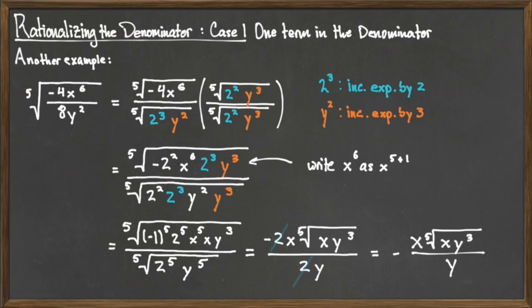And that's it for the case 1 examples that we'll show here, the cases where I only have one term in the denominator. Take a look at the notes if you need to, but remember I'm trying to multiply by 1 in a very special way such that every exponent in the radicand for the denominator matches the index.